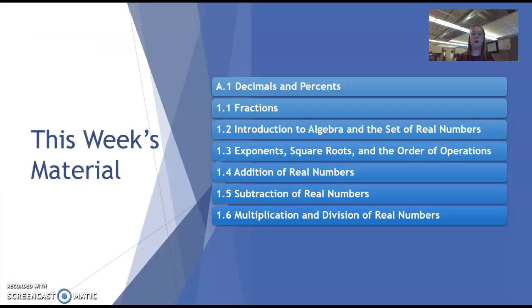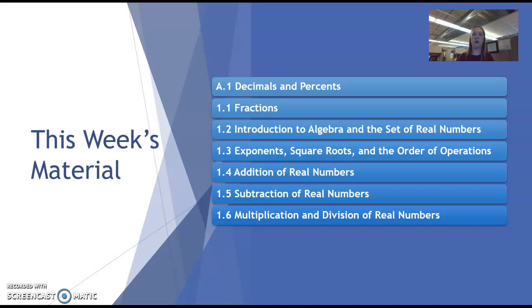So this week you're reading several sections. You have 8.1, which is decimals and percents. That is in the appendix. In my course introduction, I demonstrated how to find that. And then you're reading chapter 1, sections 1 through 6. You're not reading section 1.7. So you're doing fractions and introduction to sets of numbers and algebra, exponents, square roots, order of operations, addition, subtraction, multiplication, and division of real numbers. So you've got a lot to cover.